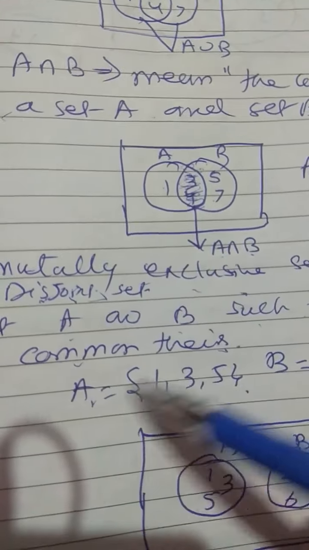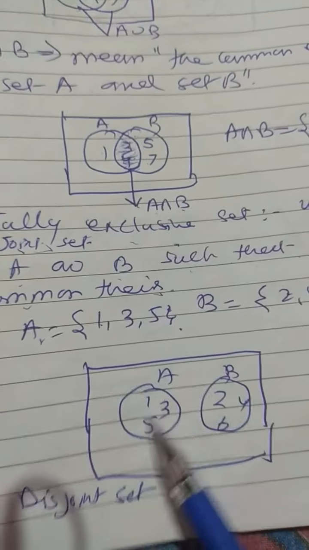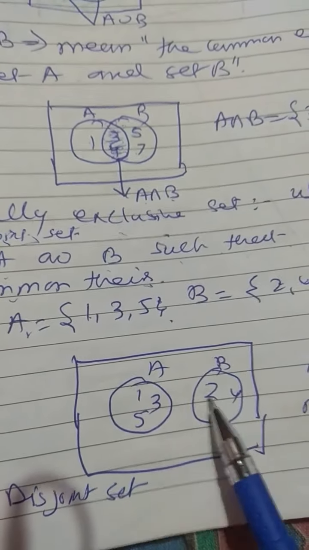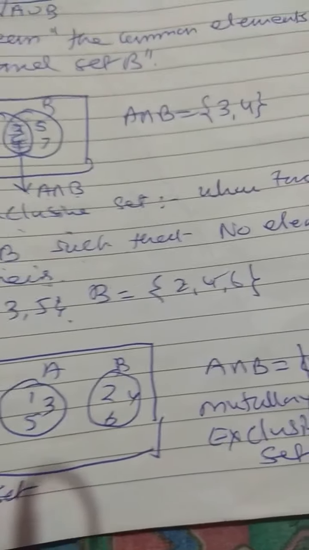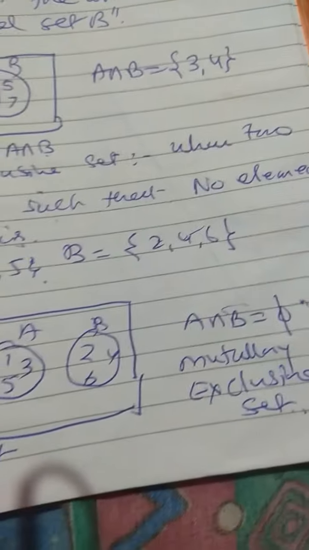For example, A having set elements 1, 3, 5, B having set elements 2, 4, 6. If we represent it, 1, 3, 5 and 2, 4, 6, no elements are common there, so they are called disjoint sets, represented by A intersection B equals to phi, the empty set. Mutually exclusive set is either called the disjoint set.